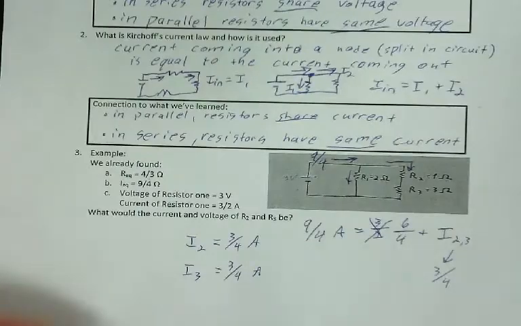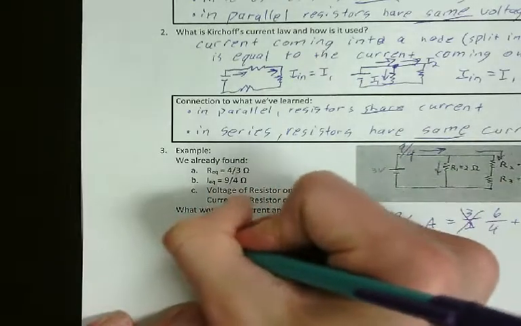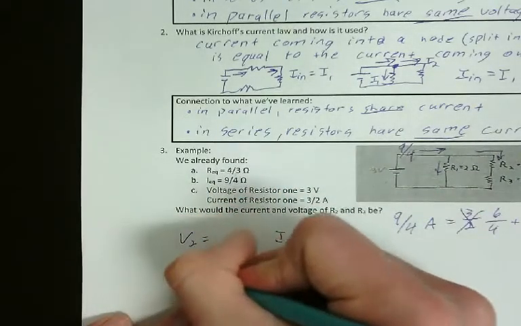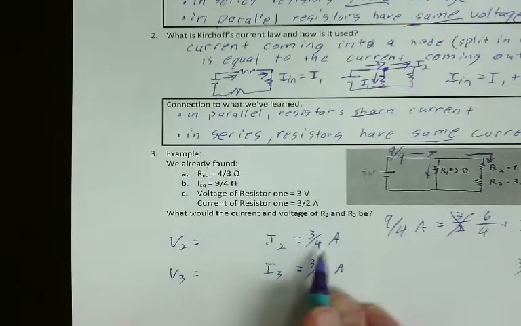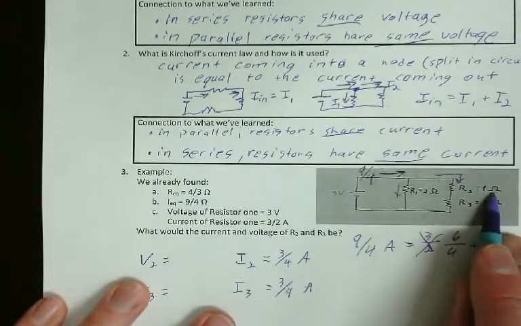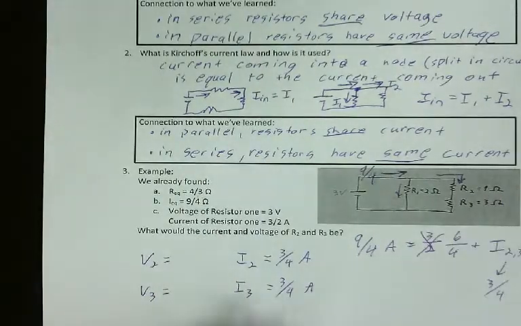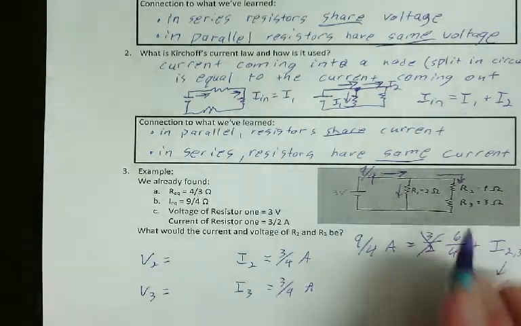How do I find the voltage of them? V equals IR. So voltage of 2 equals the current of 2 times the resistance of 2. Voltage of 3 equals the current of 3 times the resistance of 3.